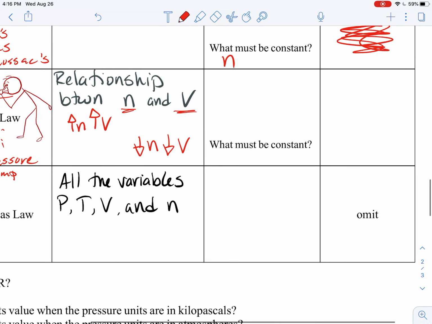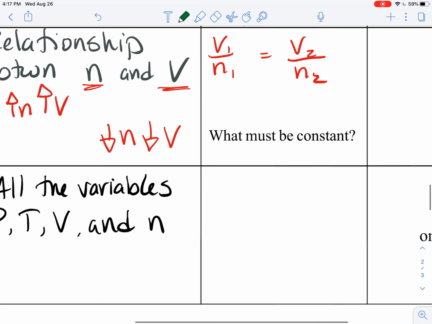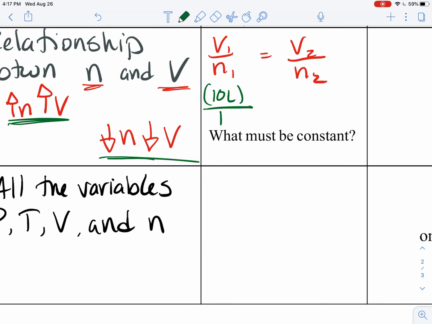Again, there is a mathematical way to represent this relationship between volume and moles, and it is most normally recorded as V1 over N1 is equal to V2 over N2. So really quickly, mathematically, just to show you how this is showing the relationship: as one increases, the other increases; as one decreases, the other decreases. I'll just use some easy numbers here. So let's pretend that the volume is 10 liters and that our moles of gas is 1. So we have 1 mole of gas.